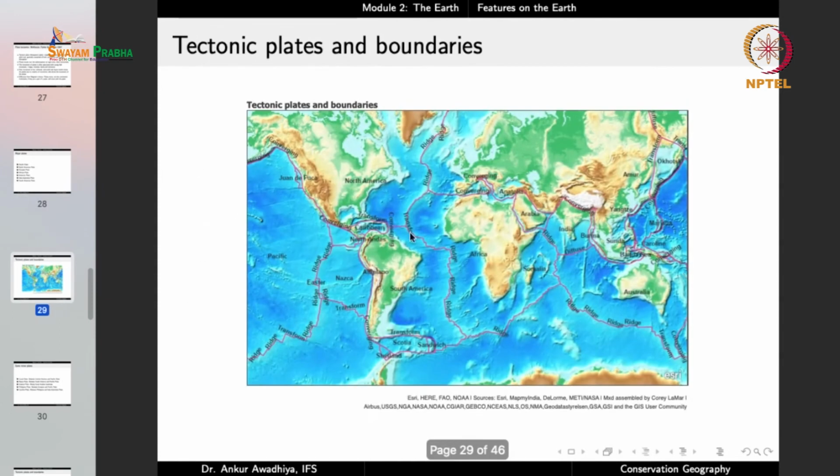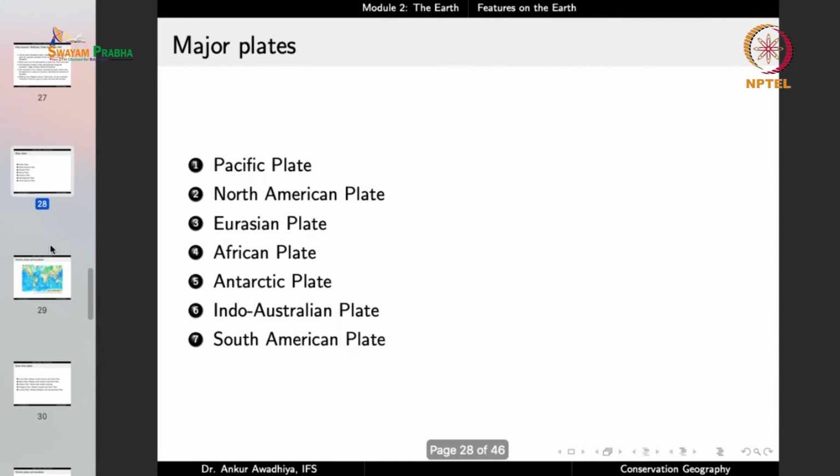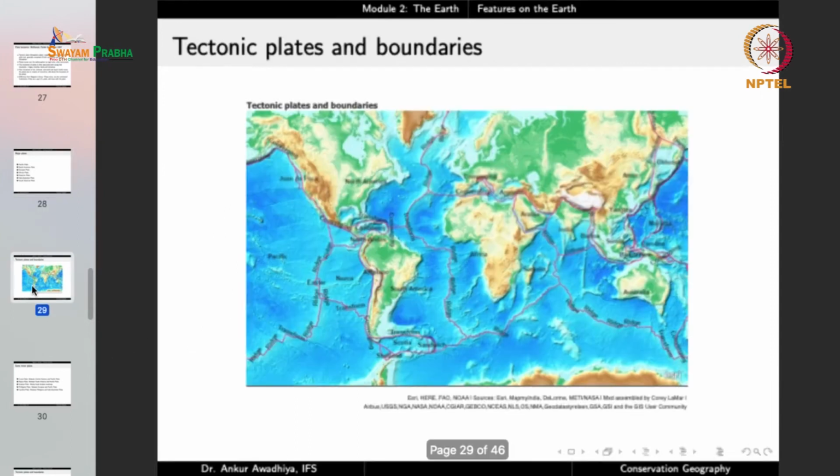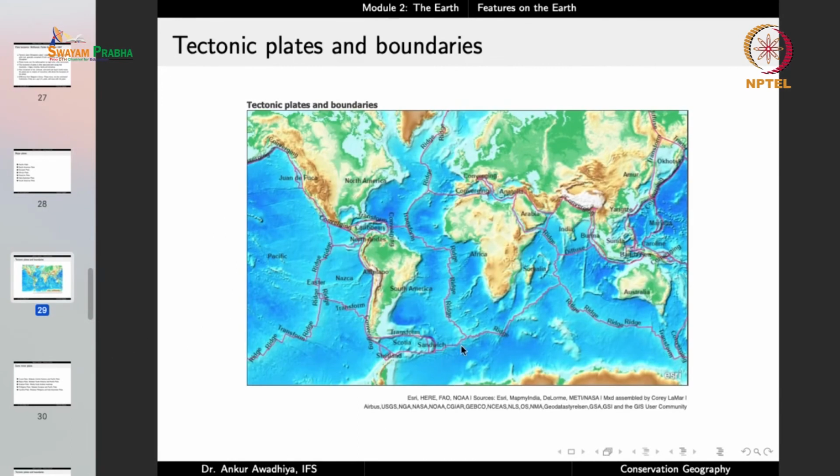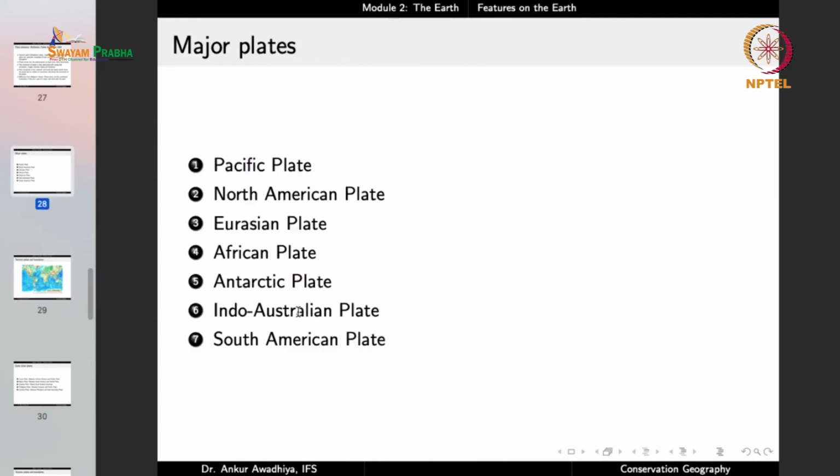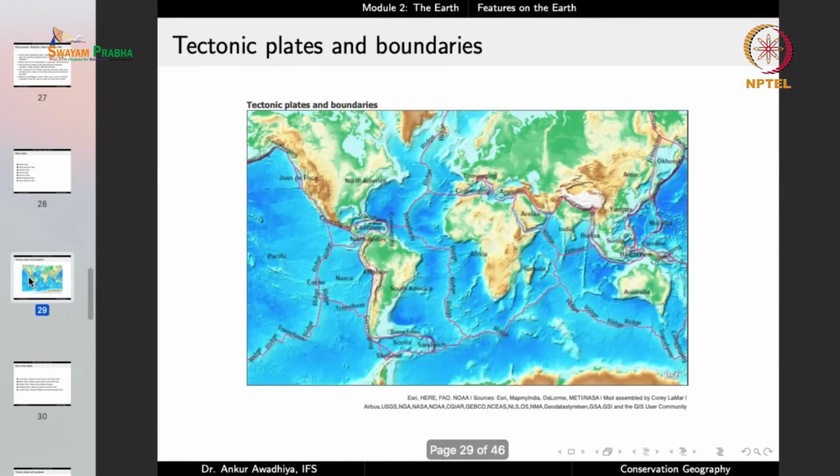Then we have the African plate. So this is the African plate. Then we have the Antarctic plate. So this big portion is the Antarctic plate. Then we have the Indo-Australian plate. It is sometimes divided into Indian and Australian plates. Sometimes it is written together as the Indo-Australian plate. So here you have the Indian plate and here you have the Australian plate.